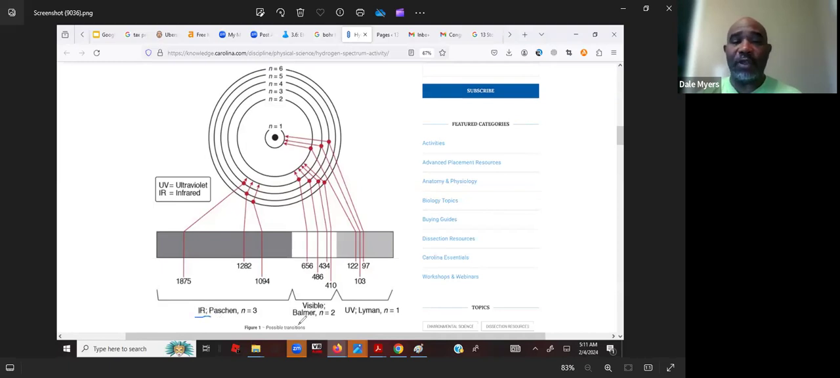Is it in the infrared spectrum, the visible light spectrum, the UV spectrum? Your teacher may have talked about the Lyman series, which corresponds to wavelength in the UV spectrum. The Balmer series corresponds to wavelength in the visible for the most part, and then the Paschen series.